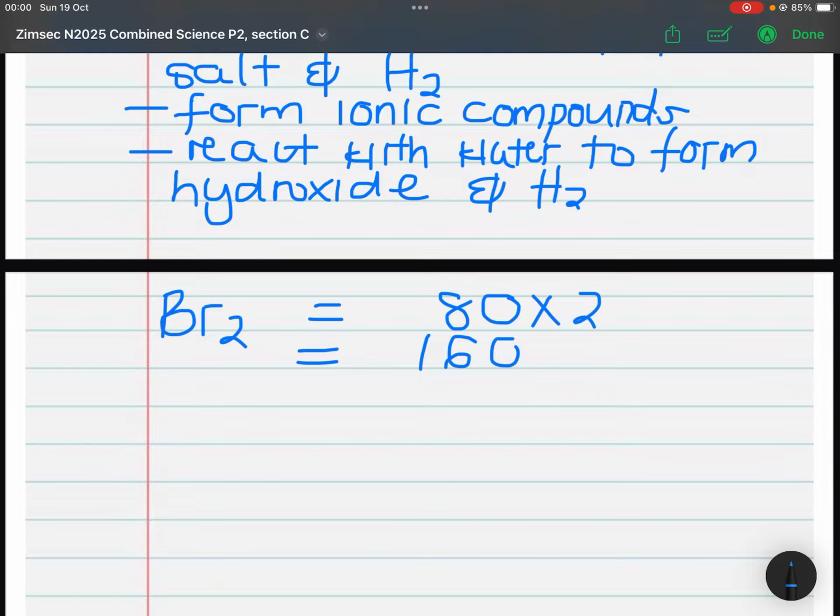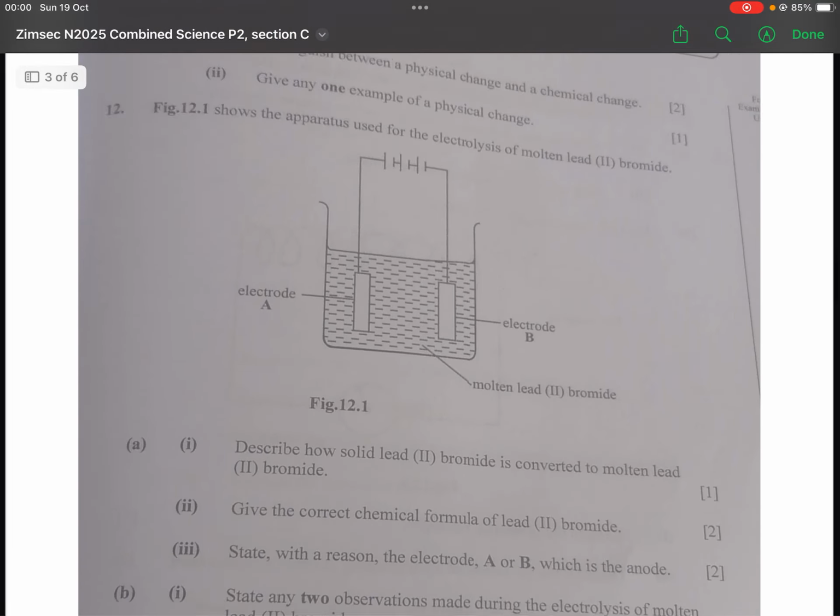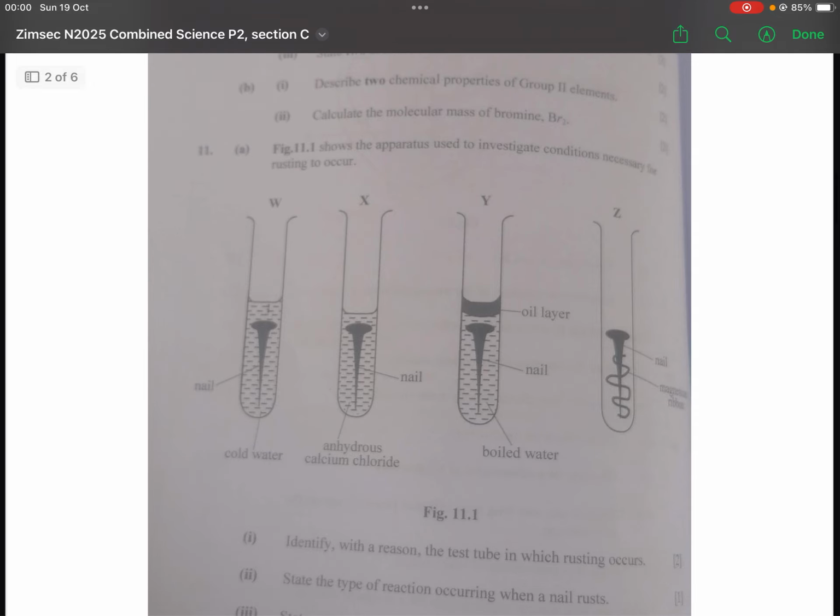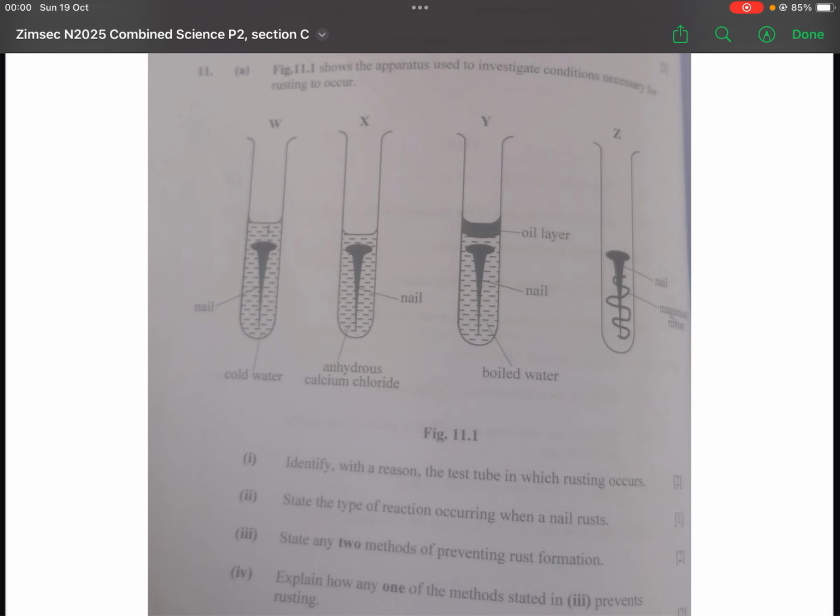So we are done for number 10. We can now proceed to number 11. Number 11 reads: Fig 11.1 shows the apparatus used to investigate conditions necessary for rusting to occur. We are required to identify with a reason the test tube in which rusting occurs. The test tube that we are going to select is W. That is where rusting occurs. And then we are required to give the explanation.